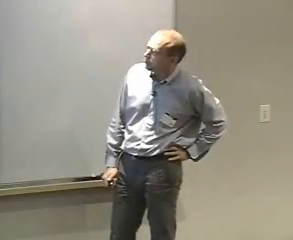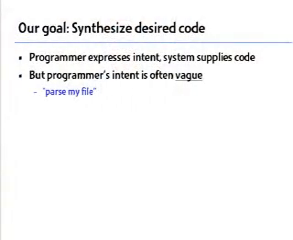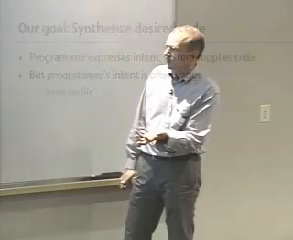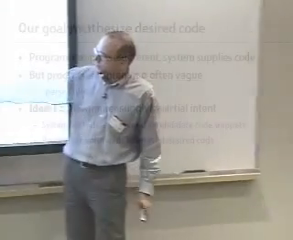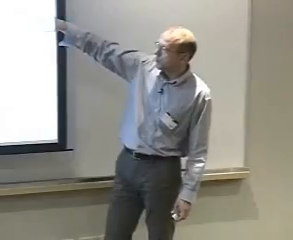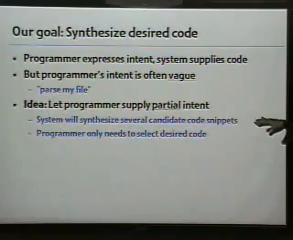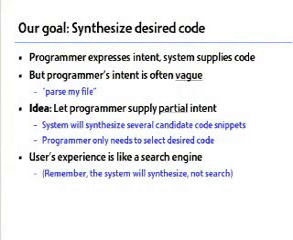And the idea is to have the programmer express the programming intent, and the system will supply the code that implements the desired reuse. But the problem we faced was the programmer often doesn't know exactly how to say what he wants to do. Often his intent is as vague as parse my file. So to face that, we let the programmer state a partial intent. We synthesize multiple candidate codes, and then the programmer will need to select from among them.